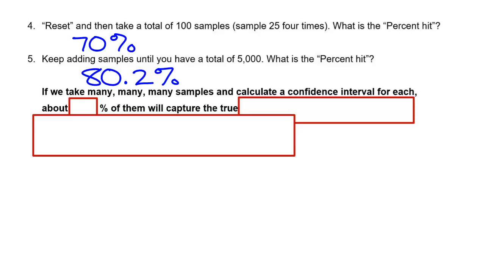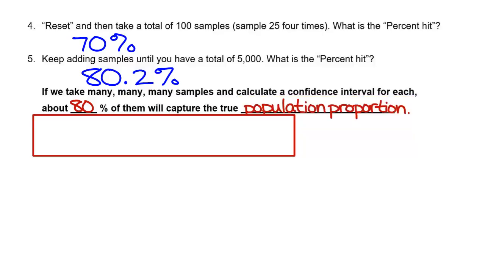Hovering right around 80%. If we take many, many samples and we calculate a confidence interval for each one, about 80% of them are going to capture the true population proportion. When we make an 80% confidence interval, that means if we use the same process again and again and again, many times, not all of them are going to capture the true population proportion, but about 80% of them will.